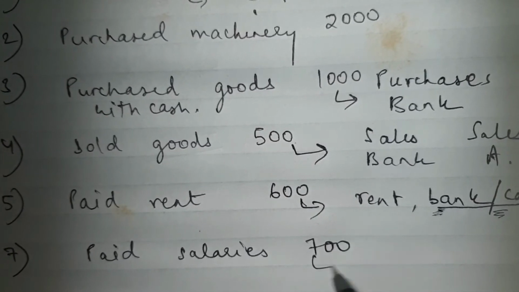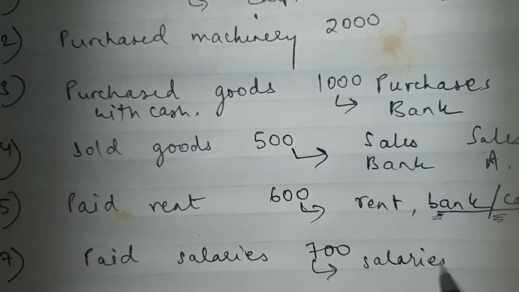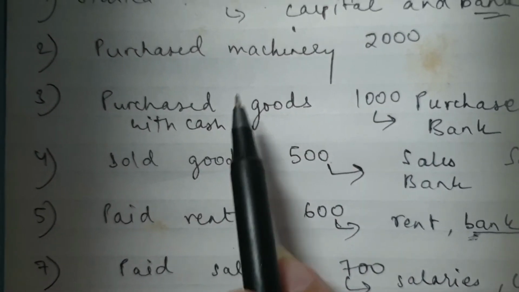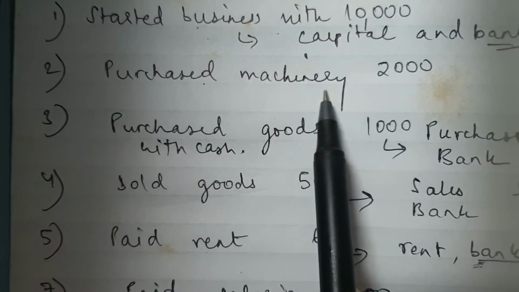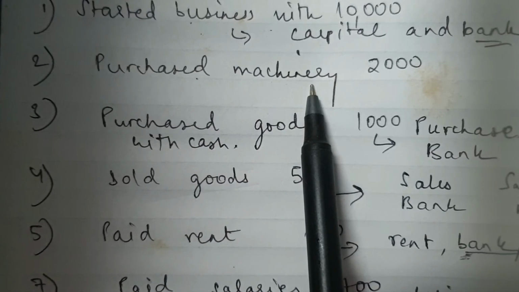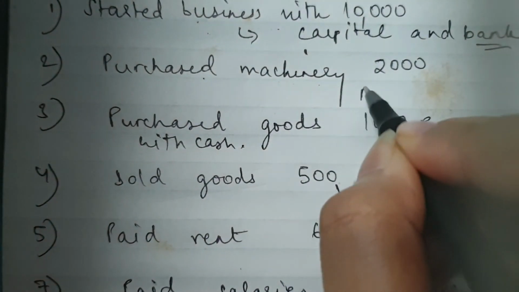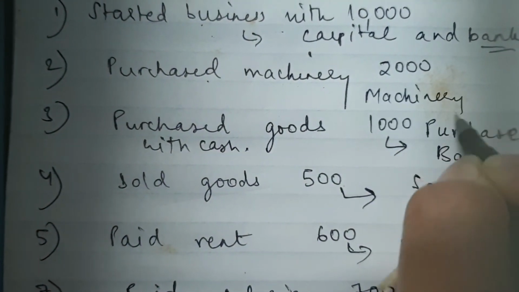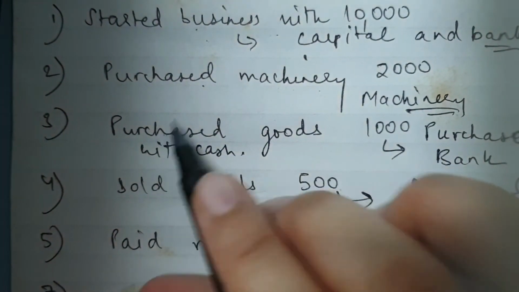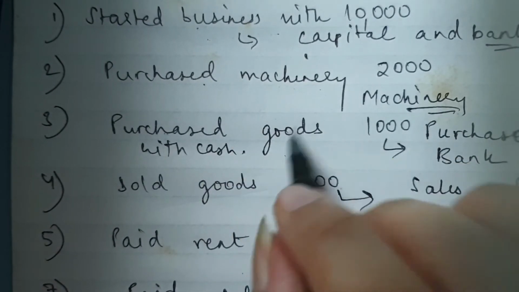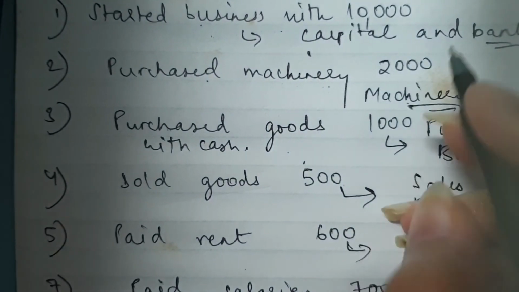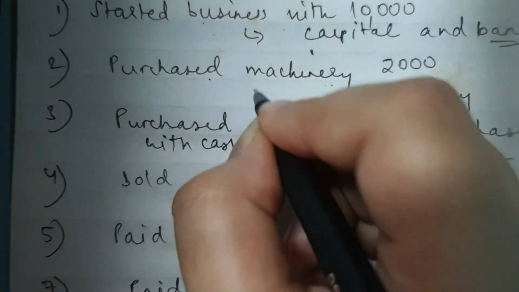Now paid salaries again will be salaries account and cash or bank account. Now coming back to purchased machinery, machinery is not part of your stock. So for purchased machinery, we'll open a different account called machinery account, and this will not go to purchases, because purchases and sales refer only to your goods and only to your stock. So for purchase machinery, we will open a new account called machinery account and of course bank or cash.